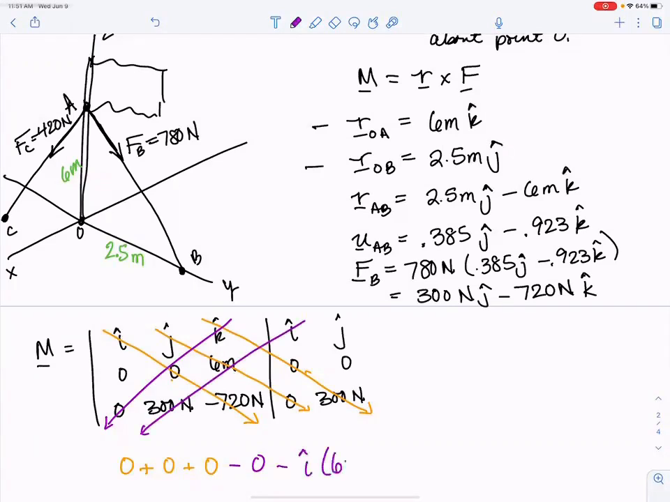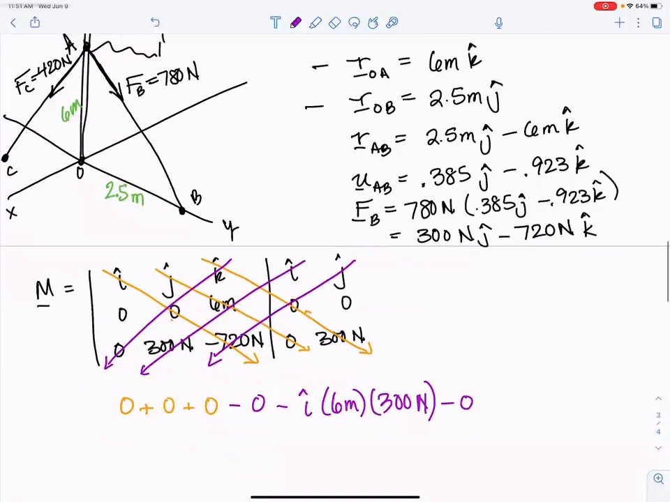Minus I times 6 meters times 300 newtons. And then this last one is J times 0 times minus 720 minus 0. So my answer is minus 1800 Newton meters. You could say in the I direction or about the X axis. This is my moment as a vector.